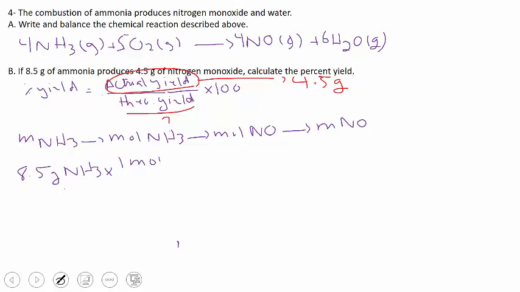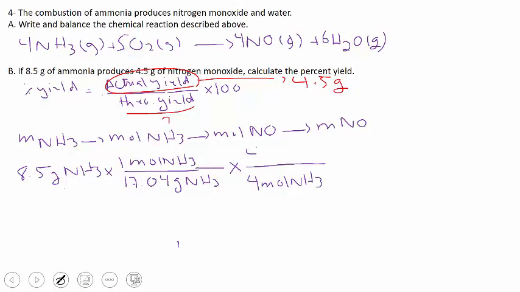Now each mole of ammonia is 17.04 grams. And now based on the balanced reaction, each 4 moles of ammonia produces 4 moles of nitrogen monoxide. And to convert to mass of nitrogen monoxide, we know that each mole of nitrogen monoxide is 30.01 grams.